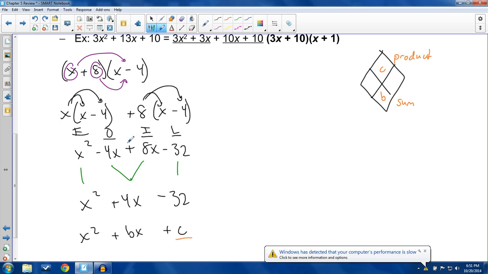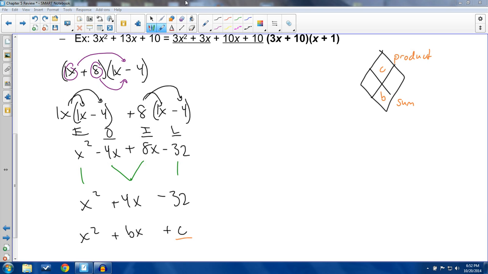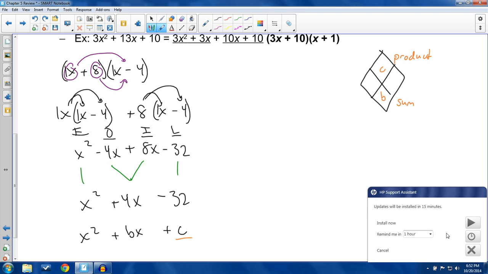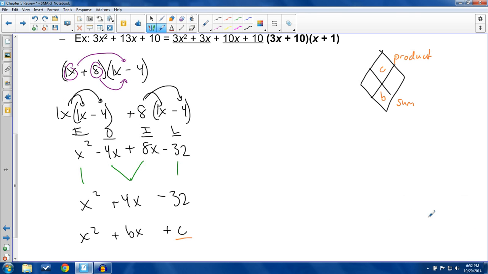One other thing that I want to keep in mind as I talk about this is that these two x's are really one x. That's a key idea when it comes to saying what negative 4 is being multiplied by. It's not just x, it's being multiplied by 1. And 8 is also being multiplied by 1x here. So that will be key for the next thing we talk about.